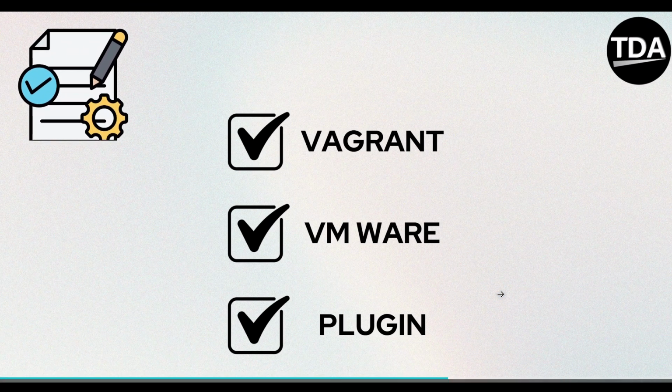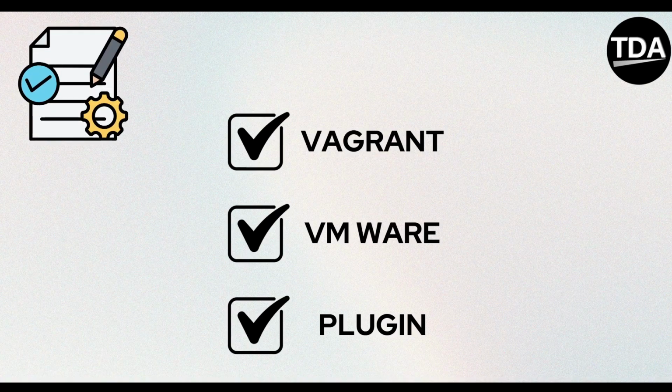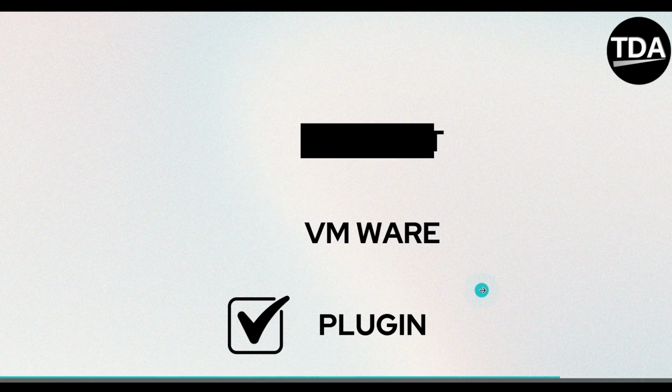Before we begin, make sure you have Vagrant, VMware Workstation, and the Vagrant VMware plugin installed on your system. If you need help with installation, check out the previous video where I covered it in depth. Once you have these installed, we are ready to move forward.